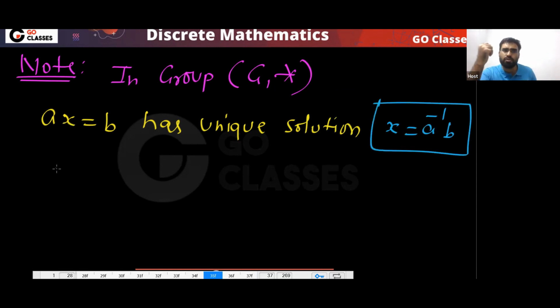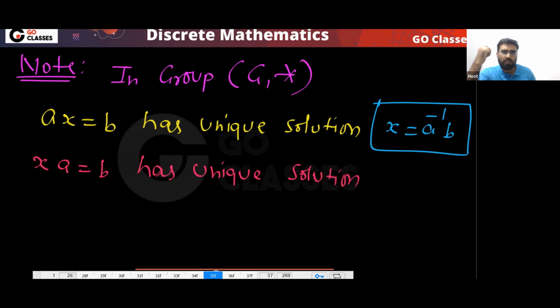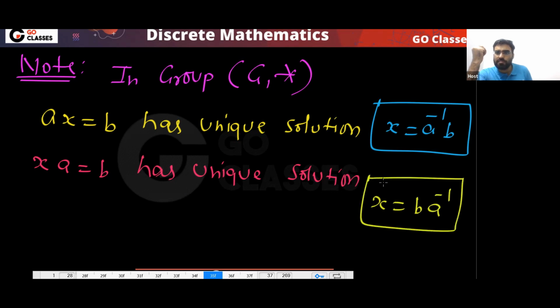Just multiply with a inverse on the LHS. Similarly, the equation xa equal to b also has a unique solution. What will be the value of x? Tell me. That will be b a inverse. Just multiply both sides by a inverse, then you can see that x equal to b a inverse. Okay, so this is the idea. Unique solution.